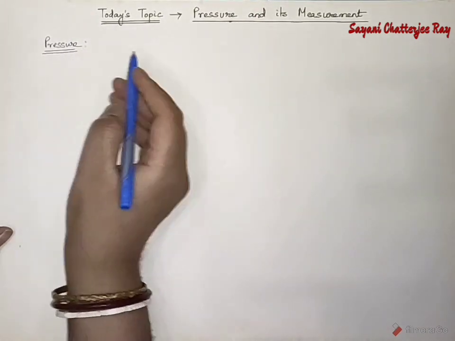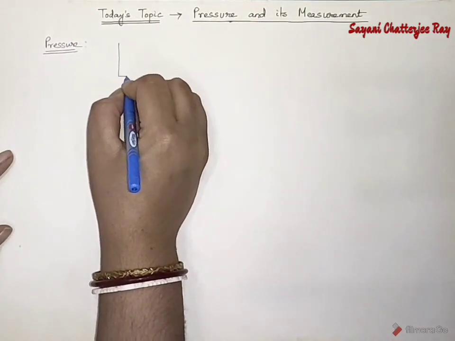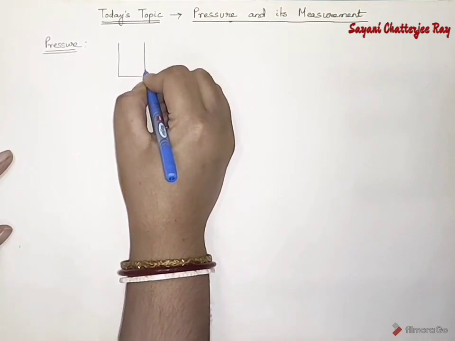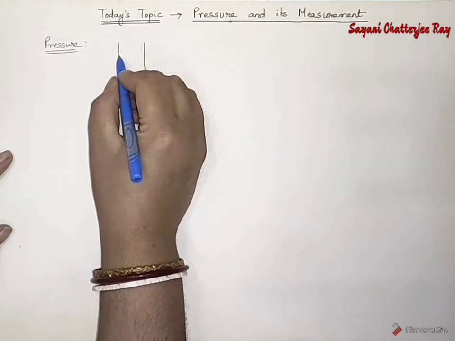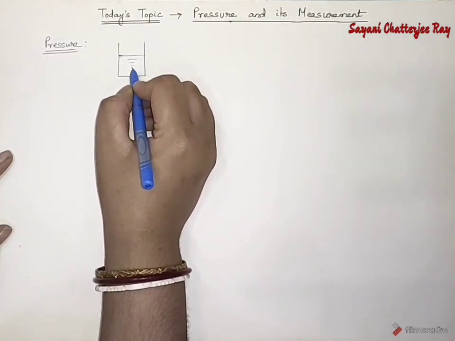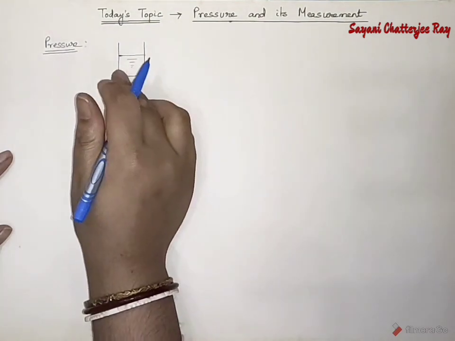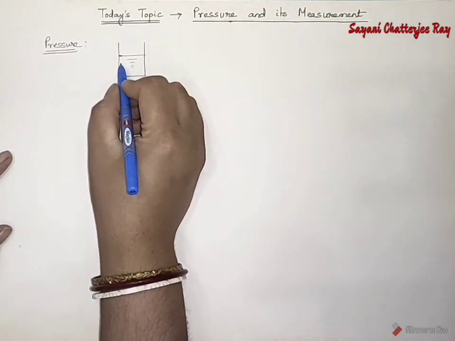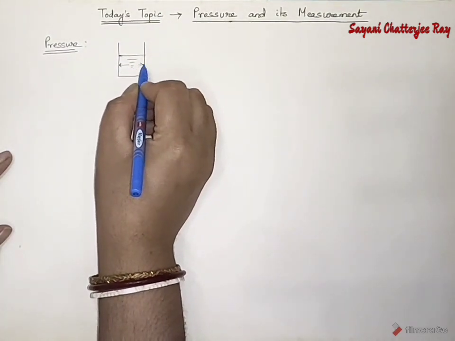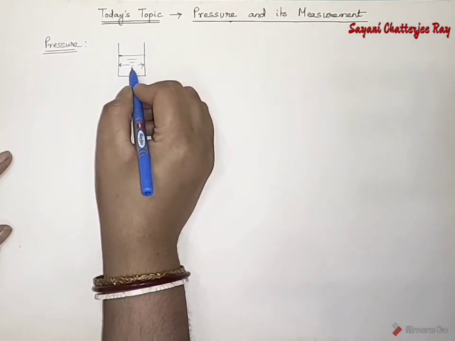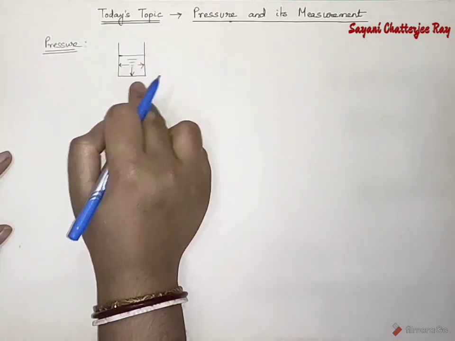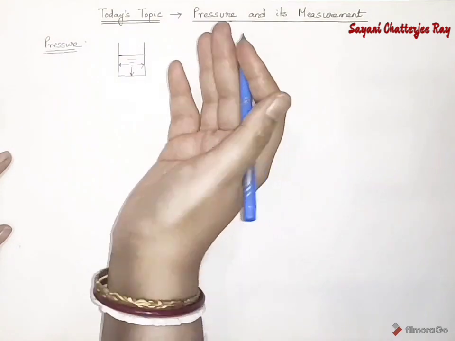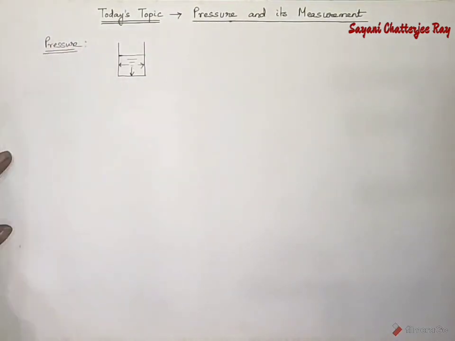For understanding pressure, let us consider a liquid kept in a vessel. So this is a vessel and inside this vessel I am keeping a liquid. So this liquid will exert force at all the points on the sides of this container as well as the bottom of this vessel. Now the force per unit area is called as the pressure.